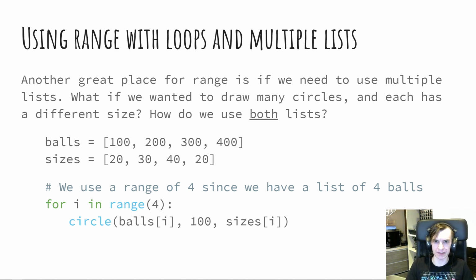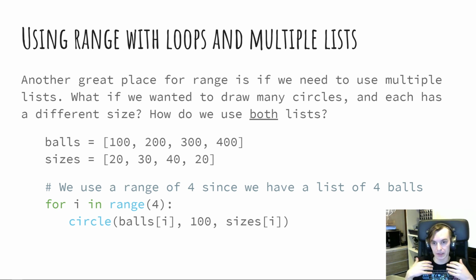There's a bunch of ways to do that that are more complicated, but the simplest and most straightforward is the following. We just use range and then we access them both at the same index, right? So you see here we have 4 balls and we have 4 sizes, and we want to just draw these balls at their various sizes, in their particular X location, right?